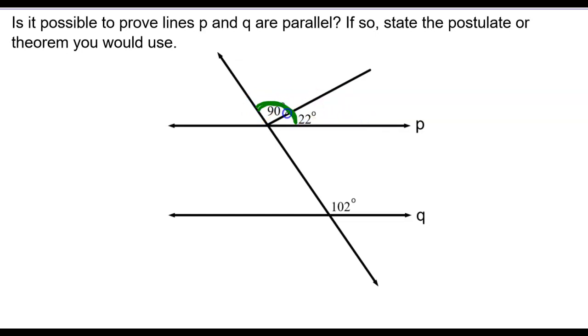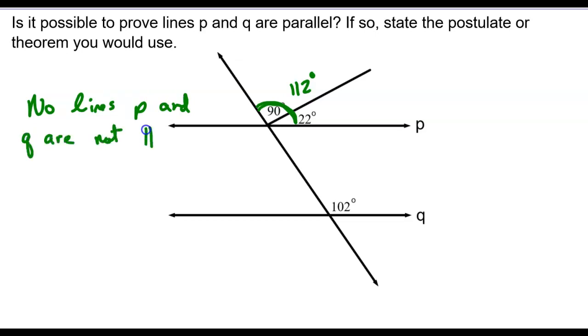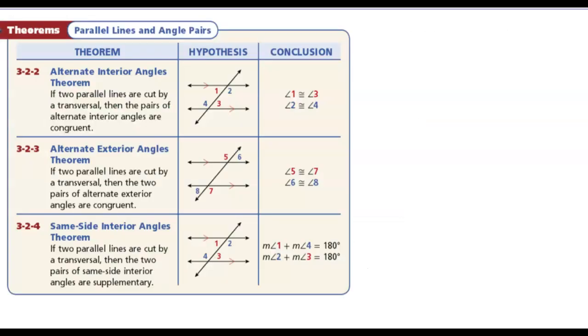in green. Well, how do we figure out what that angle is? We take the two angles that create it and we add them together. 90 plus 22 would be 112 degrees. Are those two angles congruent? No, they are not. So since they are not, we would say no, lines P and Q are not parallel. And then you can do the double lines, which means parallel. So no, the lines P and Q are not parallel because corresponding angles are not congruent.